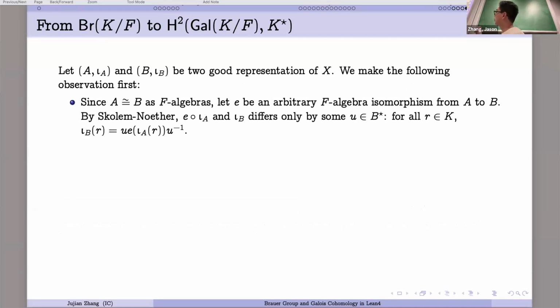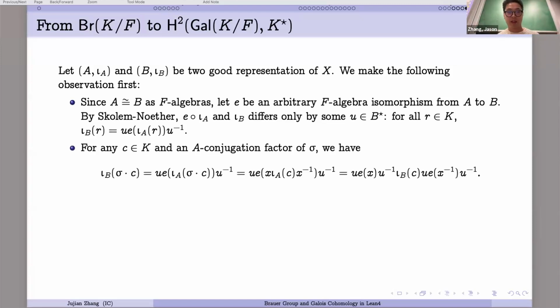To prove it is well defined, we make some observations first. Say A and B are two good representations, then A and B are isomorphic as F algebras. So let's write E as an arbitrary F algebra isomorphism from A to B. Then by Skolem-Noether again, E composed with the embedding of A and the embedding of B will differ by some U. And we have this equation just because of the property in Skolem-Noether.